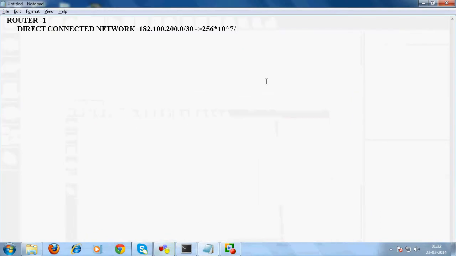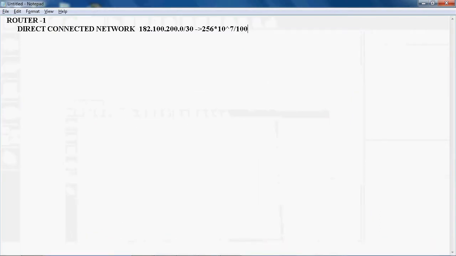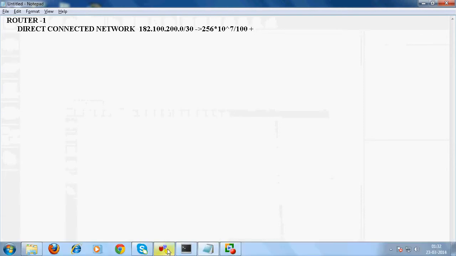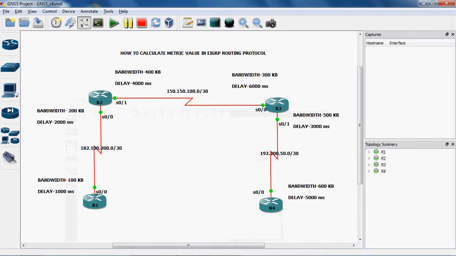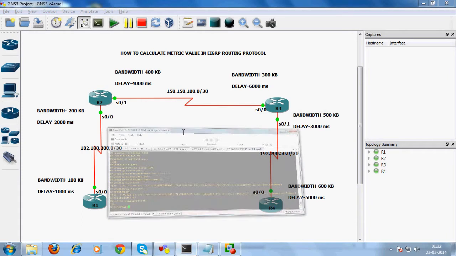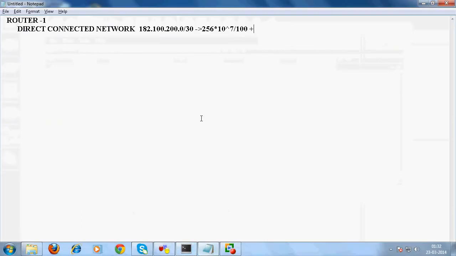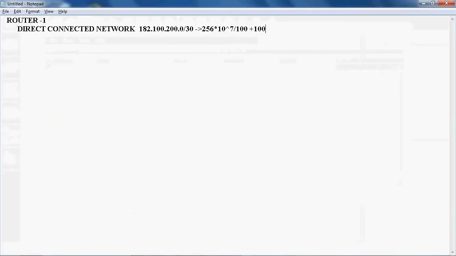The bandwidth is 100 kilobytes, plus the delay is 1000 milliseconds. Okay, so the EIGRP routing protocol calculates the metric value in two ways.